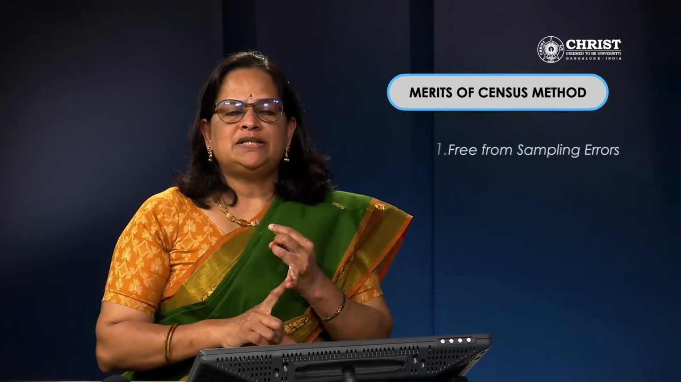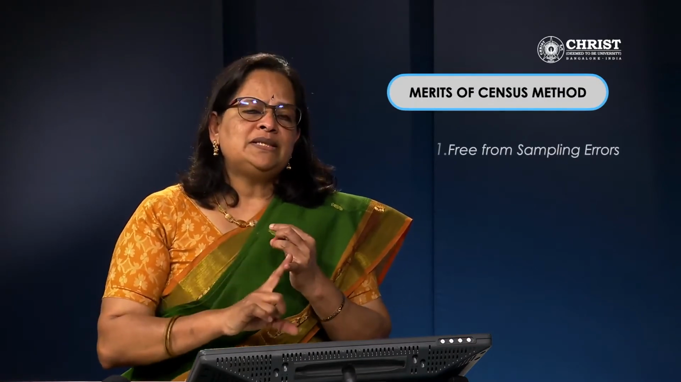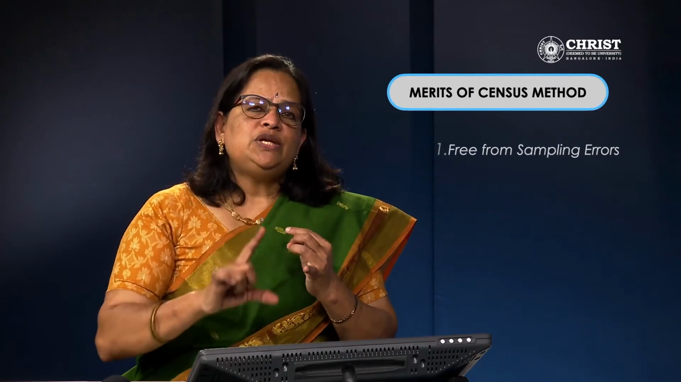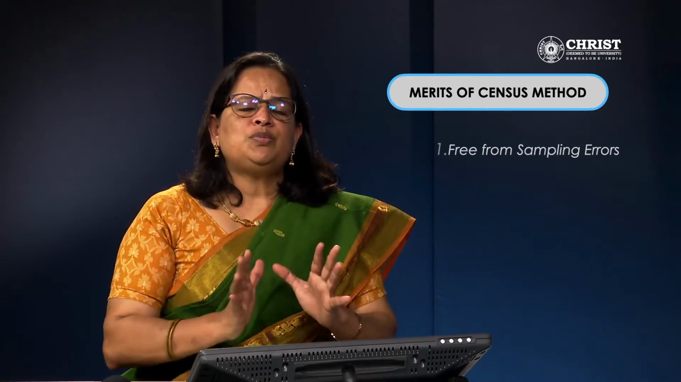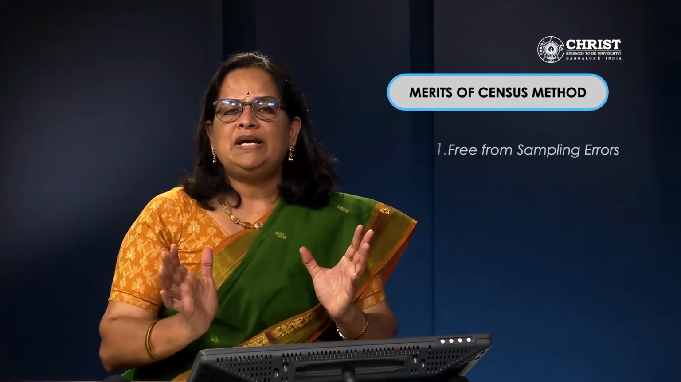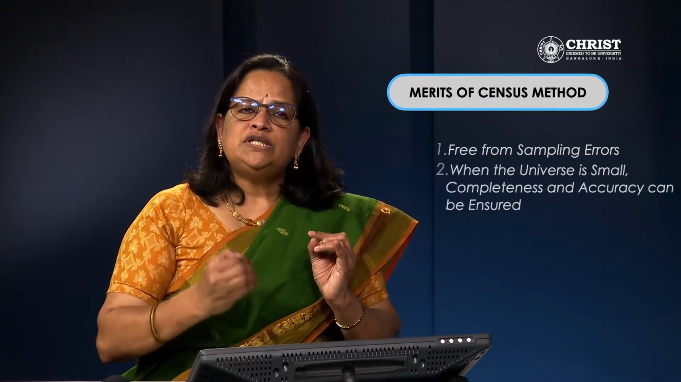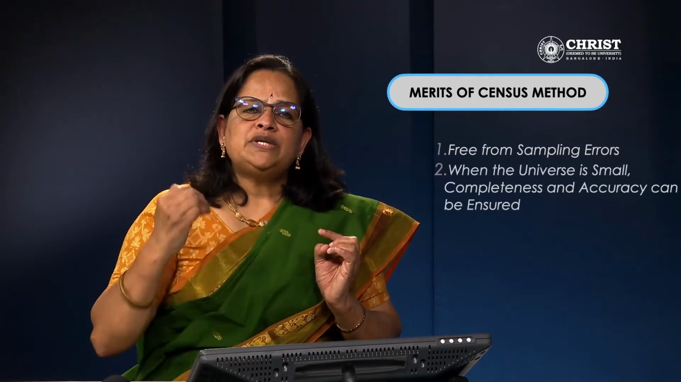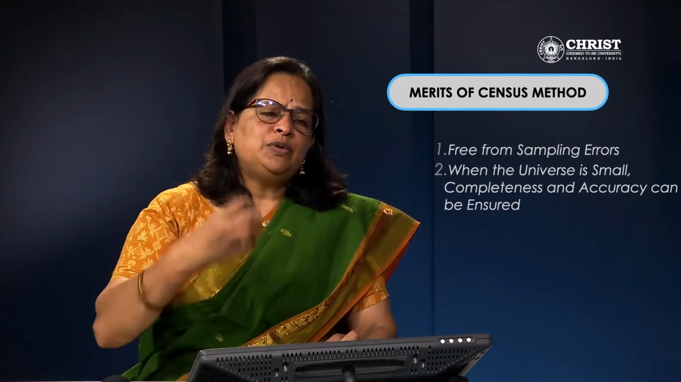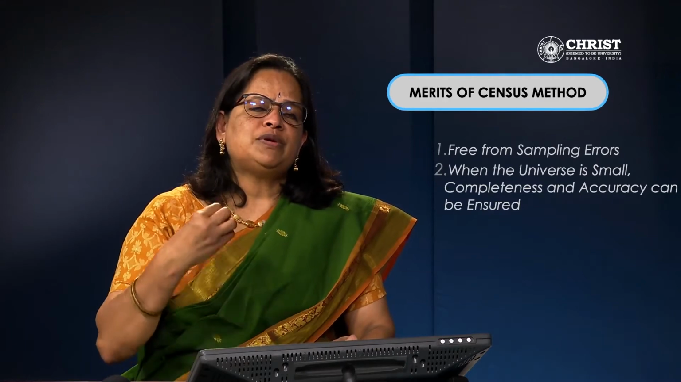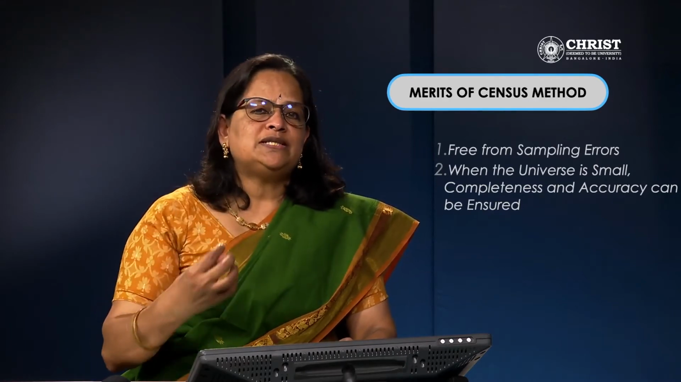Now, merits of the census method. It's free from sampling errors. We will see some sampling errors that we are going to explain. You have to remember that in a census, since we are collecting information from all respondents, there is no question of sampling errors. Then, when the universe is small, completeness and accuracy can be ensured. If you want to study 100 respondents in detail, you can collect as much information from them as possible and do a detailed survey.